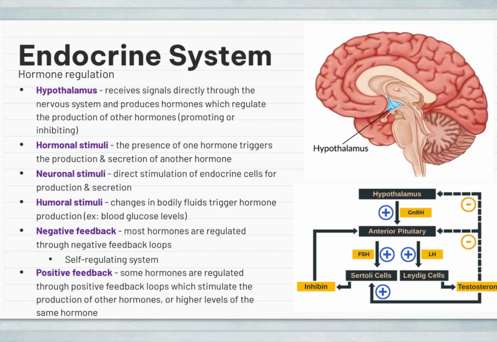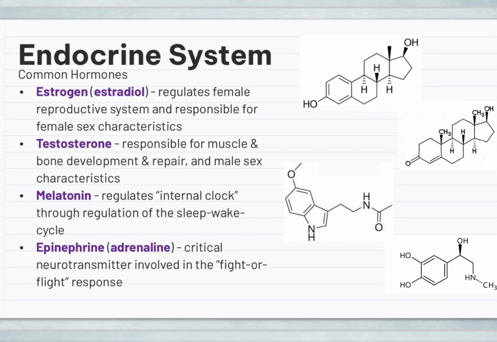Some hormones are regulated through positive feedback processes, meaning they are stimulating the production of other hormones or higher levels of some hormone. So one hormone comes in, and then it stimulates the process of more and more and more. But again, through all of these systems, we rarely see positive, so the majority are negative feedback loops.